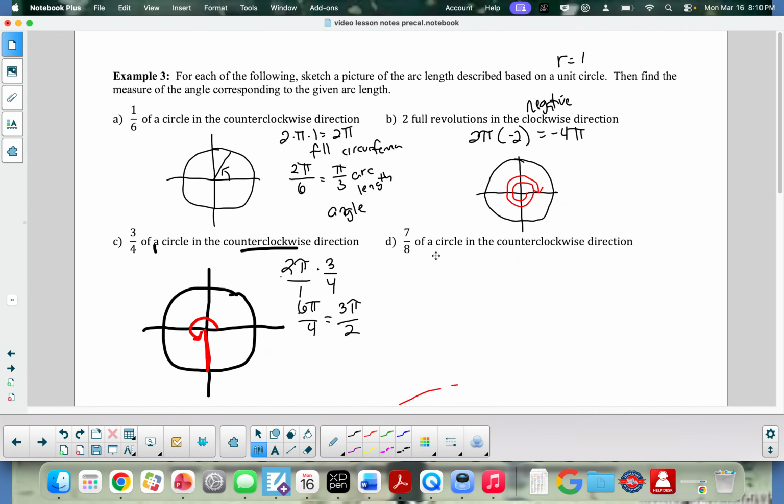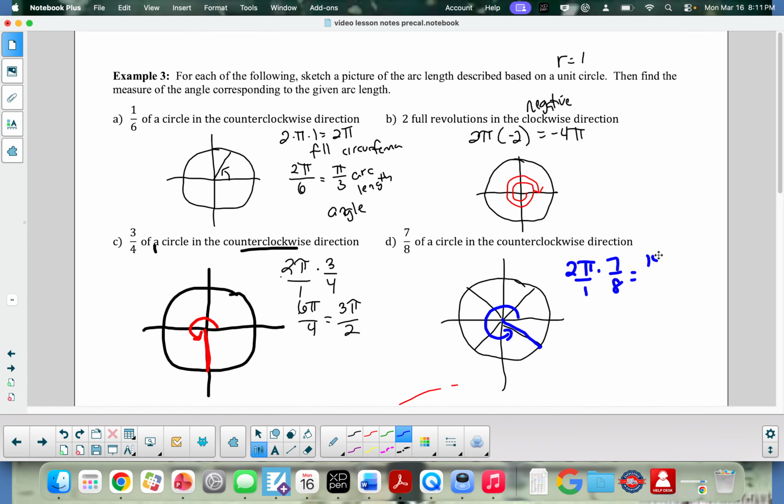All right, 7/8 of a circle in the counterclockwise. And again, badly drawn circles, but it's okay. I would cut my circle into 8 equal pieces. So 1, 2, 3, 4, 5, 6, 7, 8. And then I would go out to the 7th one. So again, there's my little curve. There's my terminal side. Okay, so again, same deal. 2 pi times 7/8 equals 14 pi over 8. Simplified would be 7 pi over 4.